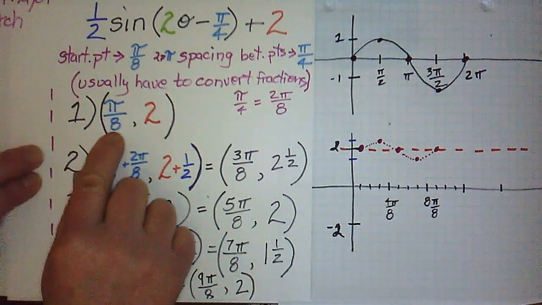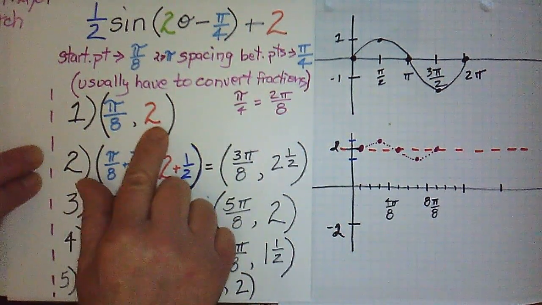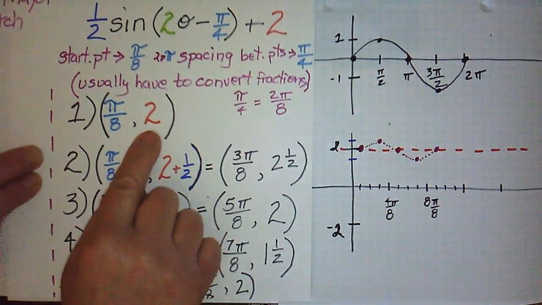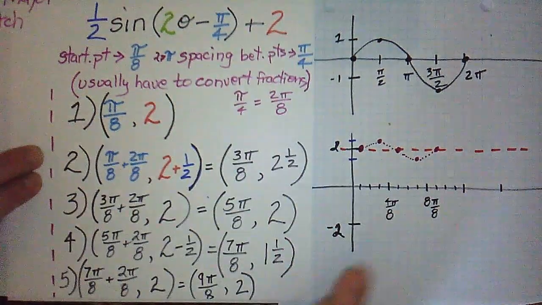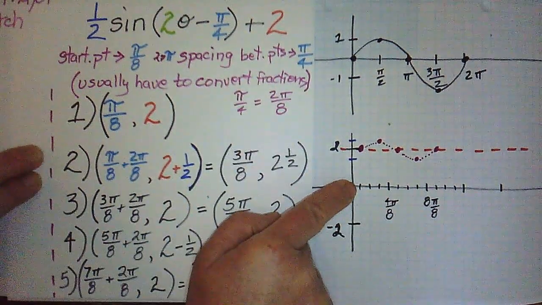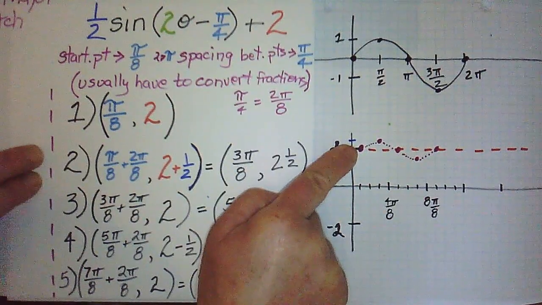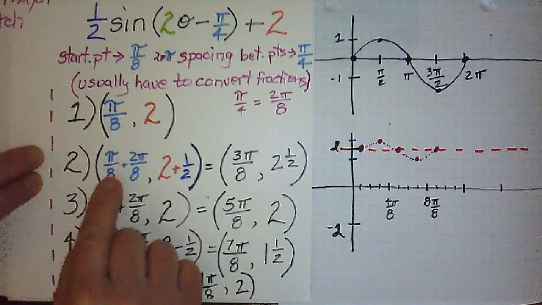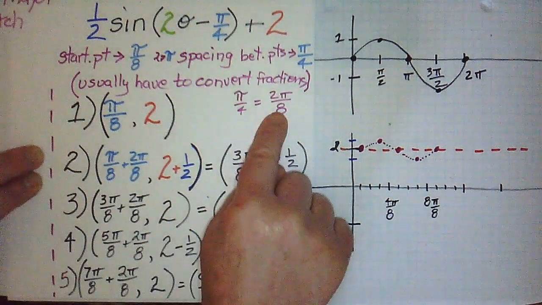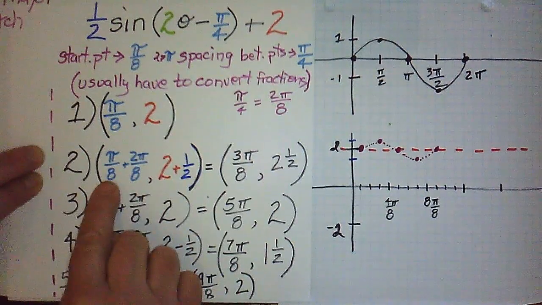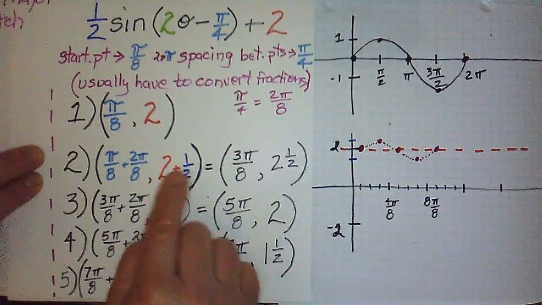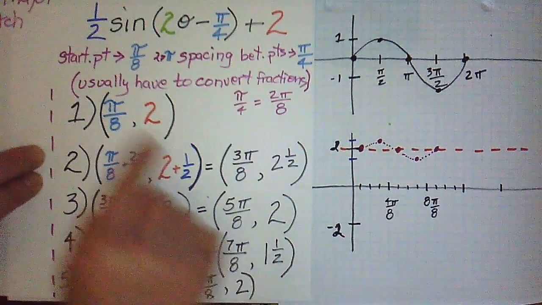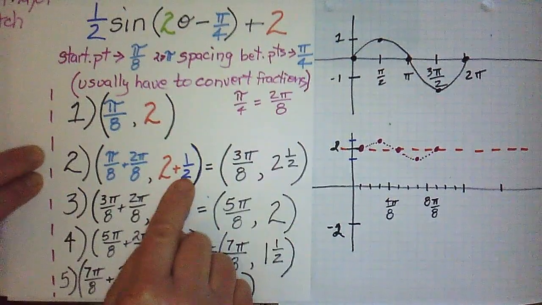So here's my starting place. My x-coordinate is pi eighths. My y-coordinate is 2. Remember, it's just k, the midline. So here's pi eighths, and there's 2. All right, plot my first major point. My second major point is my first point plus my space, and then my y-coordinate, because sine waves go up, I'm adding my amplitude. Okay, that's how this is done.